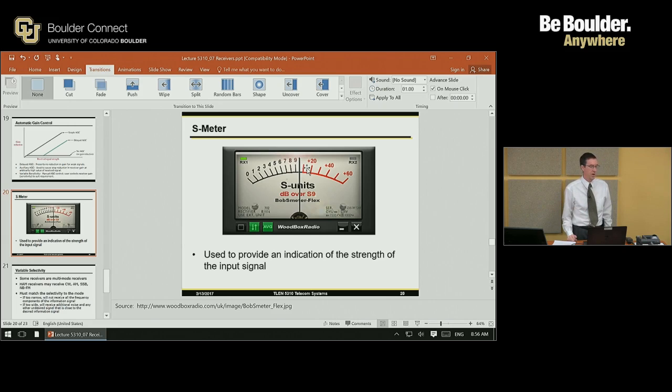So it helps you to know, when you get the signal report, how much power you can get away with, so that you can transmit the lowest power and still be able to have a good conversation going on. So that's what an S meter is used for.